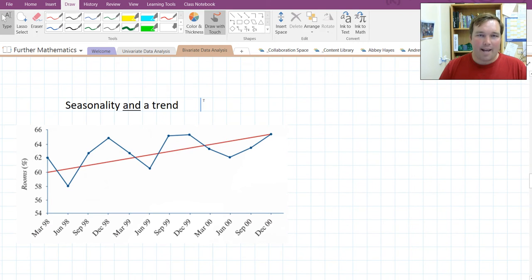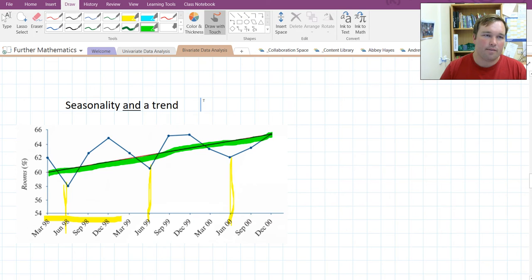Sometimes there is seasonality and a trend, so it is possible to have more than one feature appear in a time series data chart. For example, here, that is 1 year, and we can see it dip around June, dip around June, dip around June. However, over a longer period of time, we can see that on average we're increasing. So there is seasonality present and an increasing trend.